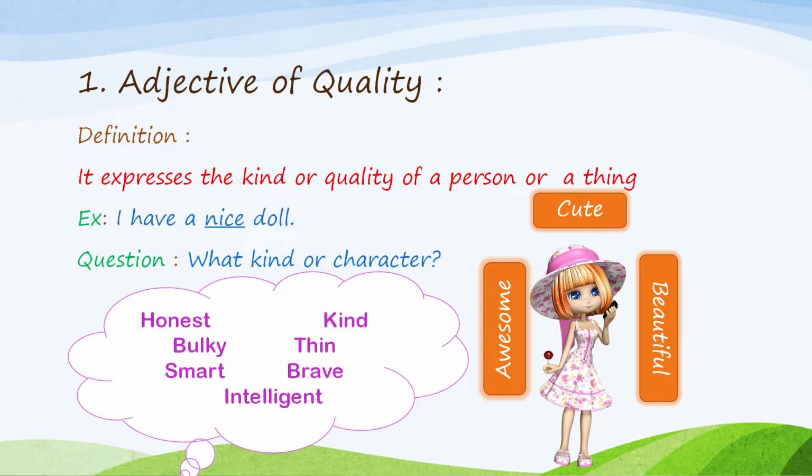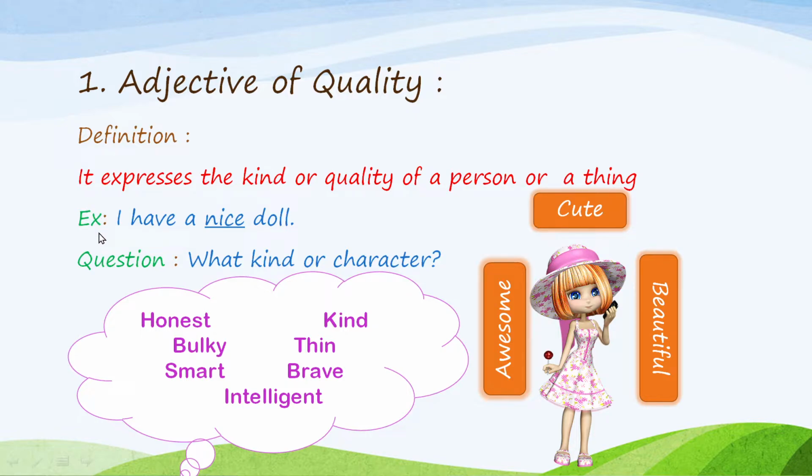Let's take the first adjective, that is adjective of quality. Adjective of quality is also referred as descriptive adjective. Quality means character of some person or you may say thing. Description about the person or a thing. It is defined as, it expresses the kind or quality of a person or a thing.